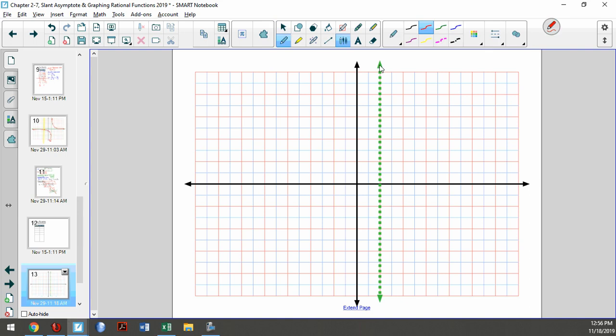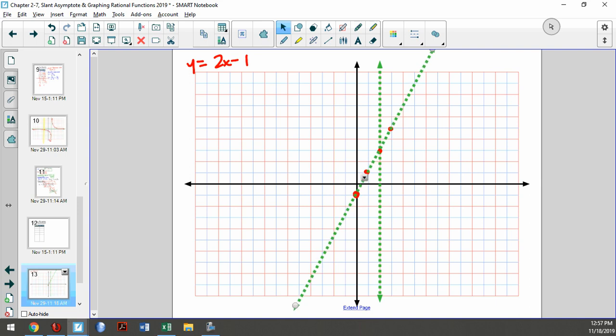Now I have to graph my slant. My slant asymptote is going to be y is equal to 2x minus 1. So how do I graph y equals 2x minus 1? Start at negative 1, go up 2 to the right 1, up 2 to the right 1, up 2 to the right 1, and that is going to be my slant asymptote. Do we all see that? And I'm just going to erase those points off of there because it makes it prettier to not have those points. Okay?